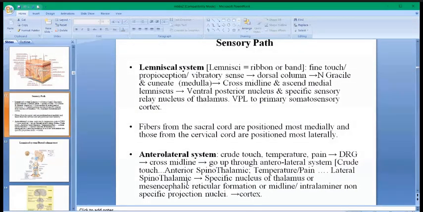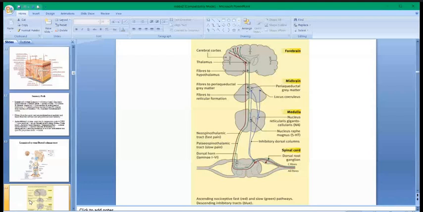Yes, sir. Now it goes to the thalamus, from thalamus to the cortex. I have already shown it, right? May I go to the next slide? Yes, sir.